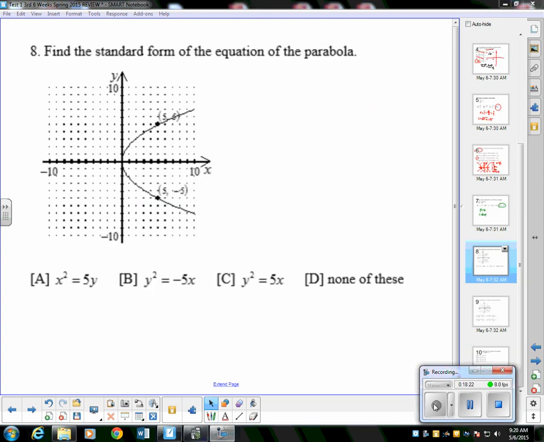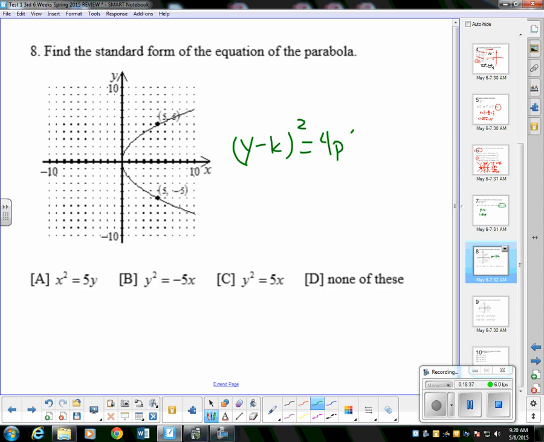The next one, find the standard form of the equation of the parabola. Now, just by the way this thing is oriented, I know that I have y minus k squared is equal to 4p times x minus h. That's my standard form, and I know that because my axis of symmetry is horizontal. In other words, it opens to the right or to the left. This one opens to the right, so that makes my p positive. So all I need to do now is identify h, k. I hope all of y'all can tell the h, k is the origin.